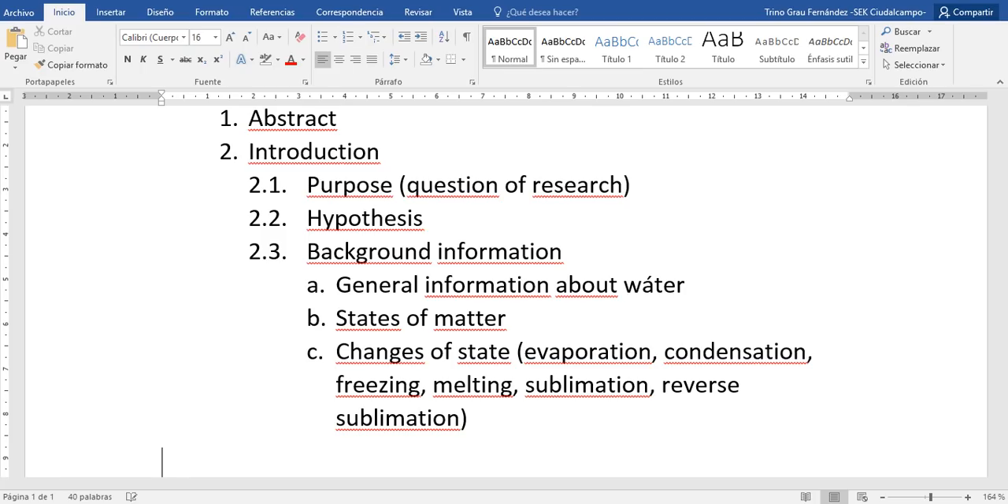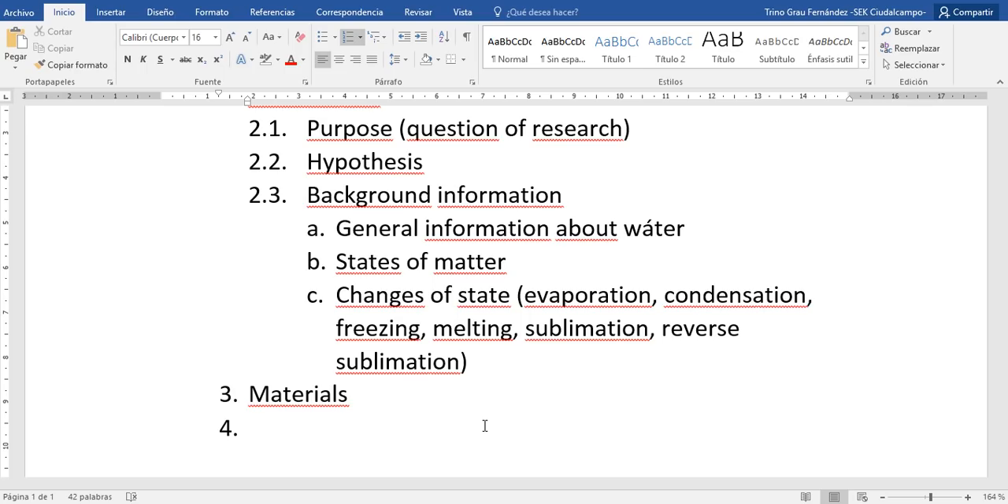Now let's do the third part. The third part is materials. So here in the materials, you can use the materials that we have used in the experiments in the school or at home. So try to include all the materials that we have used at school or at home.